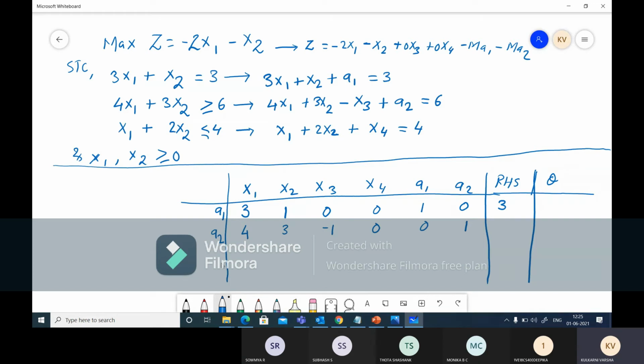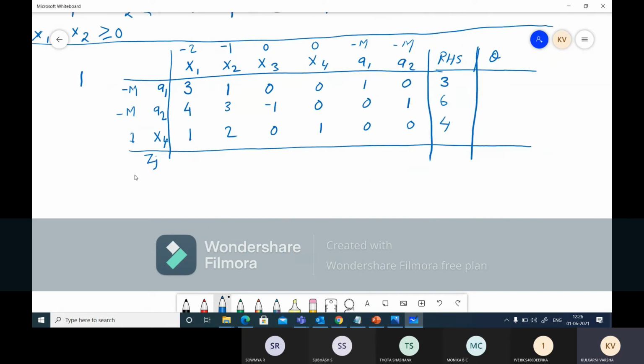And from the third equation, we'll be taking x4. So we are taking x4, then 1, 2, 3, 1, 0, 0. So this is our identity matrix, given by the variables appearing in the basis, right? So here the RHS are 6 and 4.